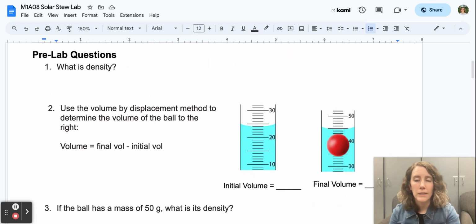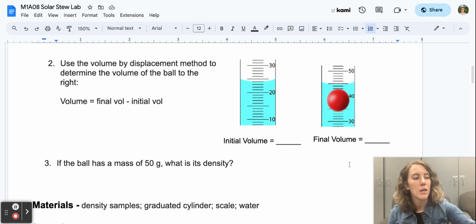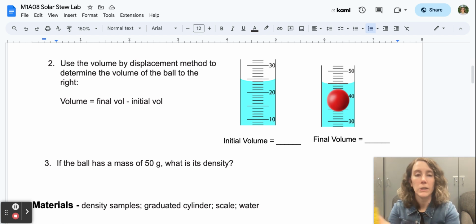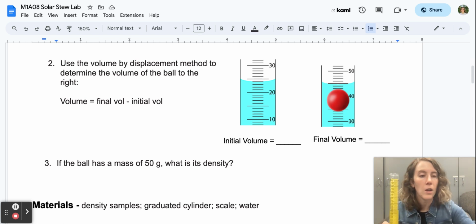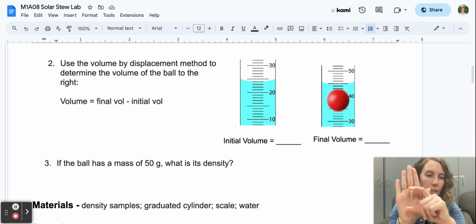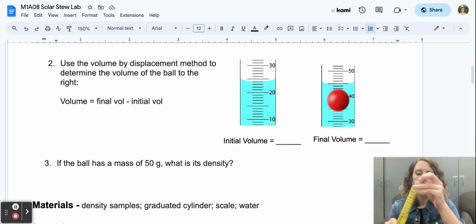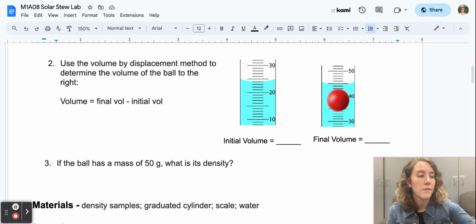If you were completing this lab in person, you would use the volume by displacement method. So what we do for that is we put some water in a graduated cylinder. We take the initial volume reading, and then once we drop in our object, for example, this is acrylic, you will see that the water level increases, and I can find the volume of that object by taking the final volume minus the initial volume.